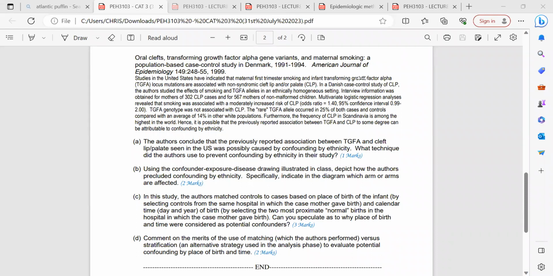So in this study, the authors matched controls to cases based on place of birth of the infant by selecting controls from the same hospital in which the case mother gave birth, and a calendar time, that is day and year of birth, by selecting the two most proximate normal births in the hospital in which the case mother gave birth. Can you speculate as to why place of birth and time were considered as potential confounders? Someone?